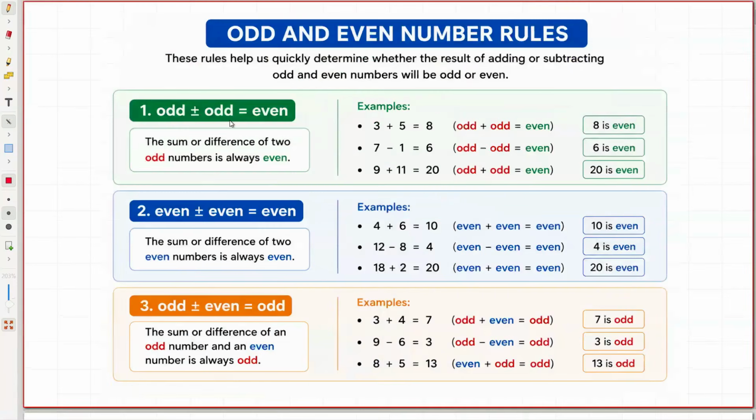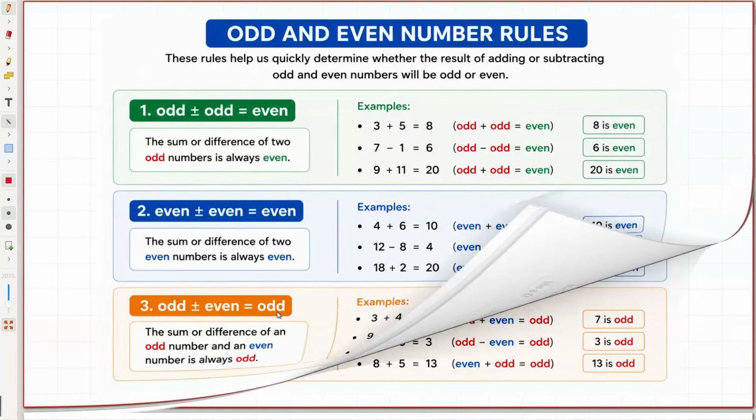Odd plus odd or odd minus odd, you will get the answer as even. Even plus or minus even, the answer will be even. Even plus even is even, even minus even is even. Odd plus or minus even is odd. If both are odd, the answer is even. If both are even, the answer is even. If one is odd and one is even, the answer is odd.